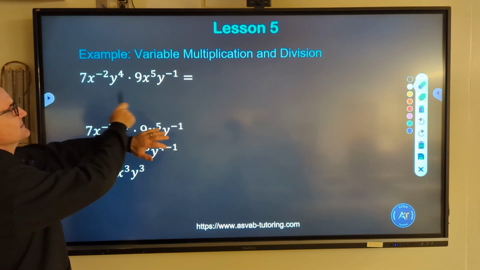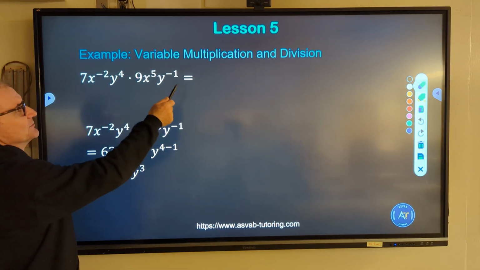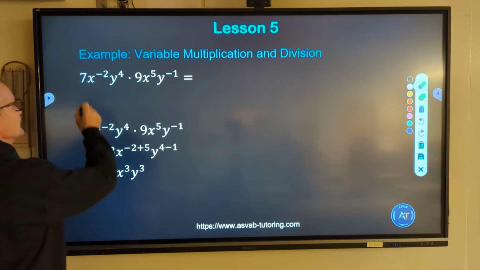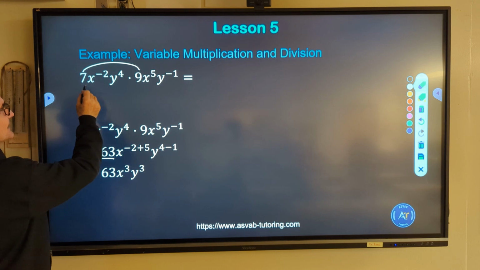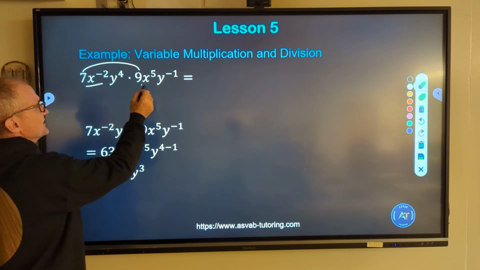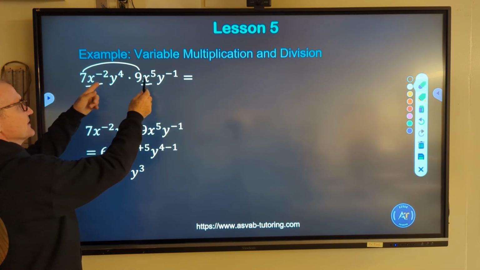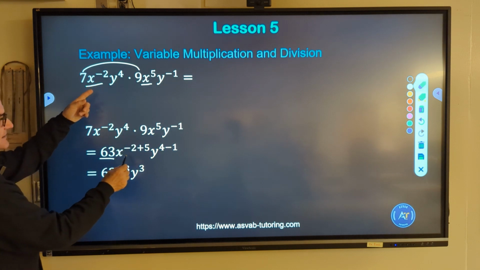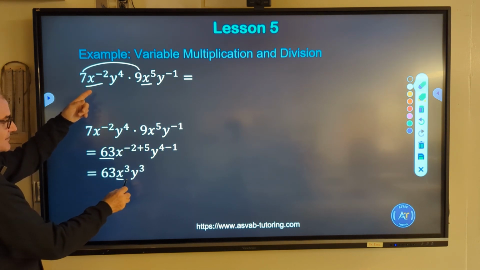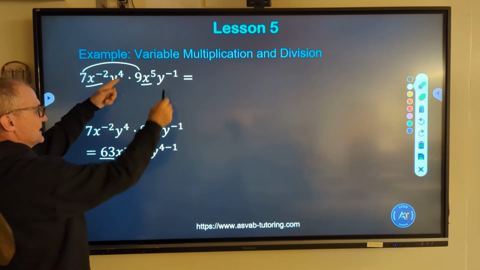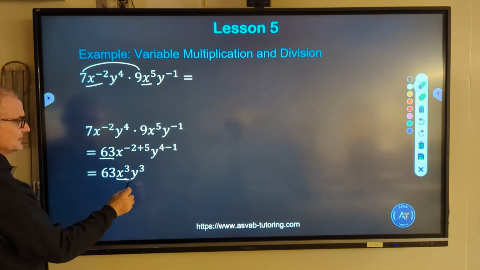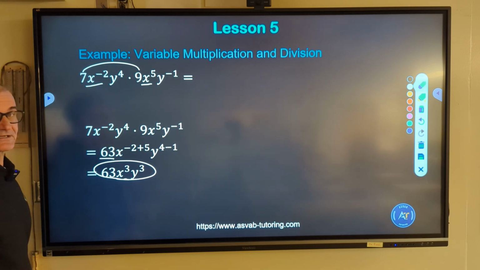I'm multiplying these expressions together. So this is variable multiplication and division. I have this 7 and this 9. That's going to give me that 63. X to the negative 2 times x to the 5th. Remember, I'm adding those exponents. That's going to give me x to the negative 2 plus 5, or x to the 3rd. Y to the 4th times y to the negative 1. I got to add those together. 4 and negative 1 is 3. Here's my final answer right there.